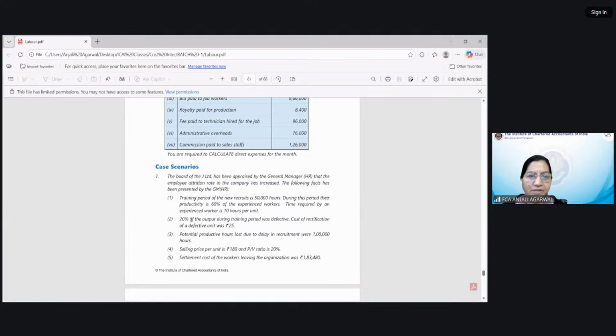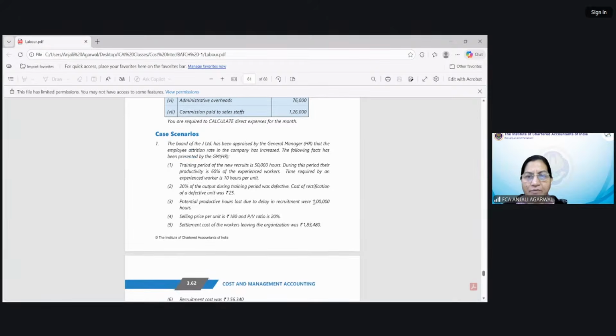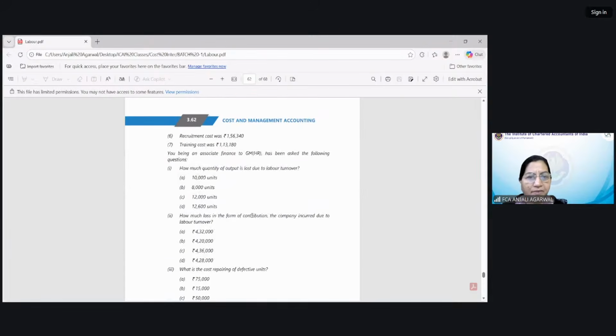So 600 units were defective, which were rectified at 25. And apart from that, another 10,000 lost in filling the recruitment. So how much quantity is lost due to labor turnover? 2,000 in the training time and 10,000 because of delay in recruitment, 12,000. How much is the loss in contribution?